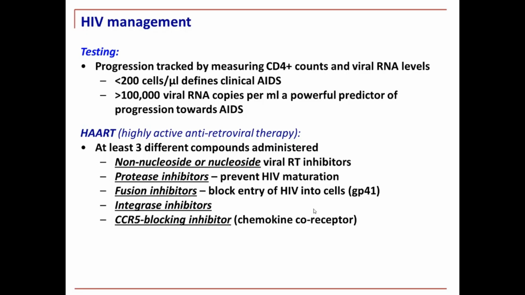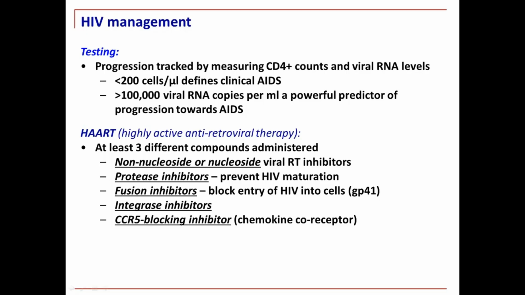So, if we're looking at some of the treatments that are used in HAART, at least 3 of the following are used during treatment. They may be non-nucleoside or nucleoside viral reverse transcriptase inhibitors. Now, if you remember, the reverse transcriptase inhibitors prevent the RNA genome of the virus being converted into DNA. You've got protease inhibitors, and they inhibit some of its large proteins, called polyproteins, from being enzymatically cleaved into mature structural proteins of the virus.